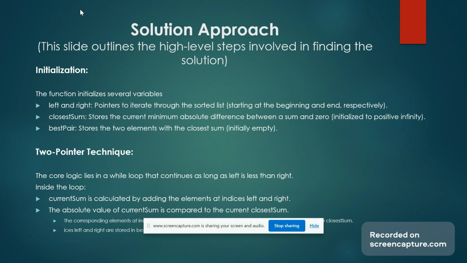We also use a two pointer technique in our code, wherein the logic lies in a while loop that will continue as long as the left pointer is less than right. Inside the loop, we have a current sum variable that is calculated by adding the elements at indices left and right. The absolute value of the current sum is compared to the current closest sum, and the corresponding elements at indices left and right are stored in best pair as the current closest pair.